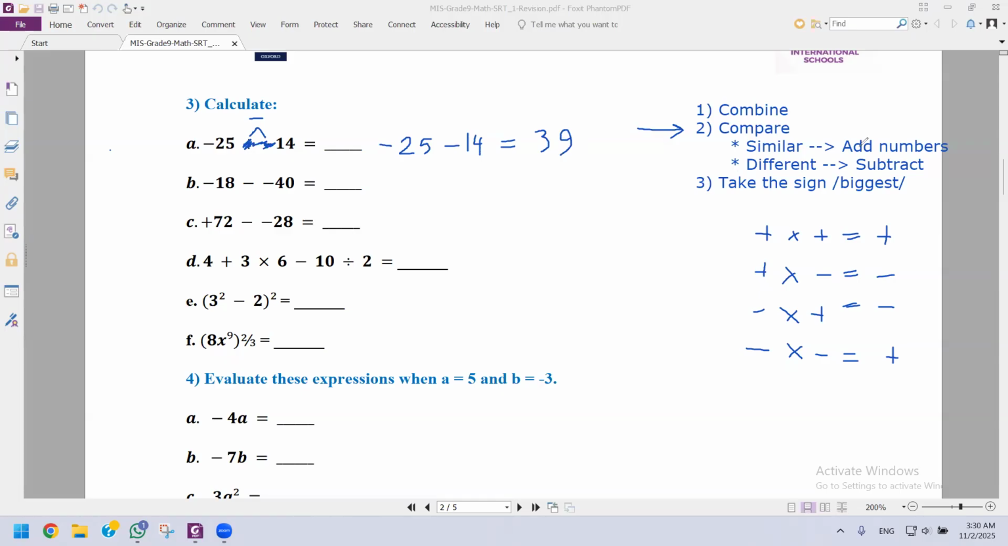Then last step, what do? Take the sign of the biggest number or the largest number. Which one is bigger? When I look at them, I look at them without the signs. Which one is bigger, 25 or 14? 25 is bigger. So take its sign and write it in the answer. So it's minus 39.